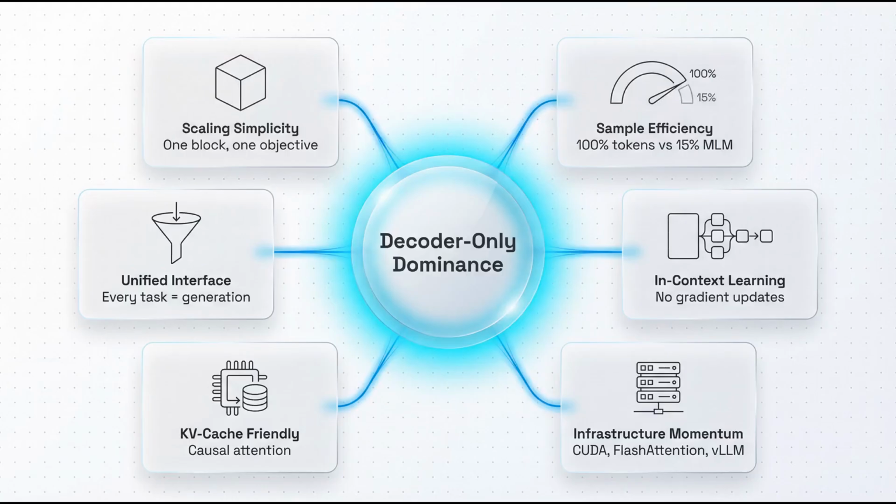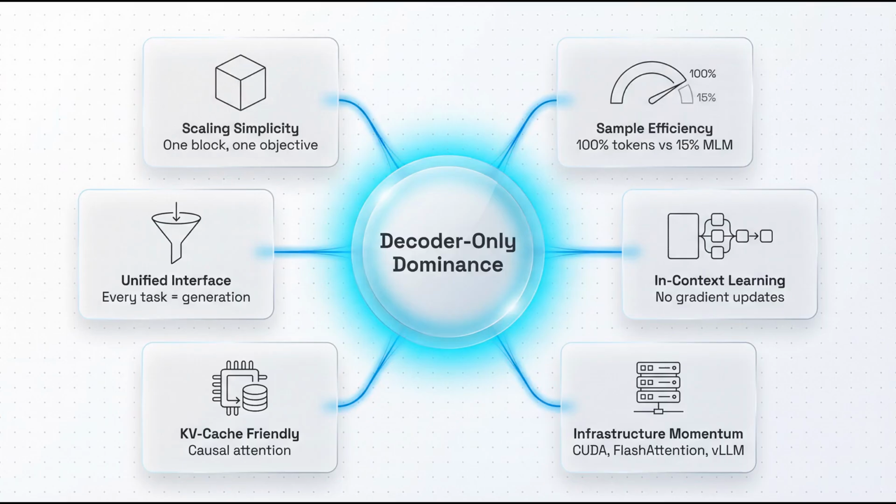6 reasons for decoder dominance. Decoder-only dominated AI, not because it's better, but because 6 converging factors created an unbalanced advantage. First, simplicity of scaling: 1 block, 1 training objective, no specialized heads for specific tasks. Second, sample efficiency: 100% of tokens in the loss function versus 15% in MLM.